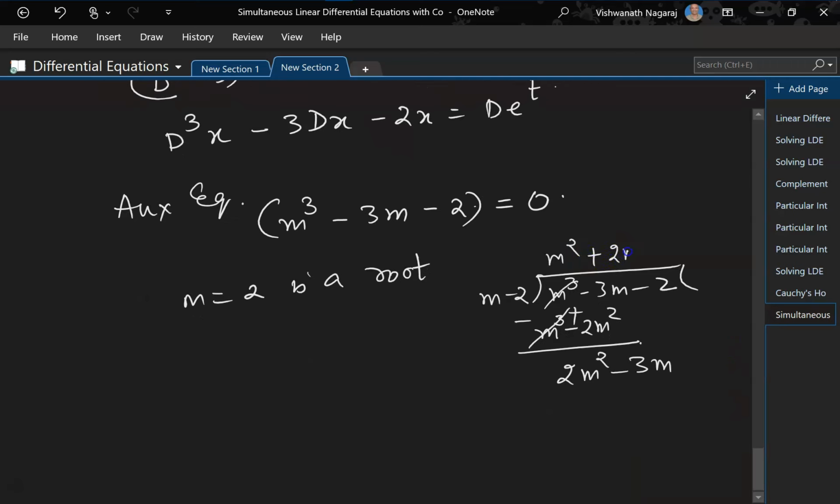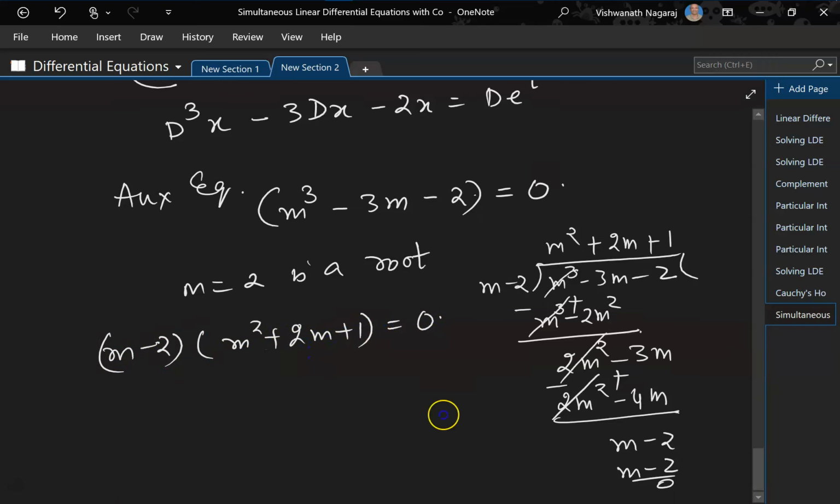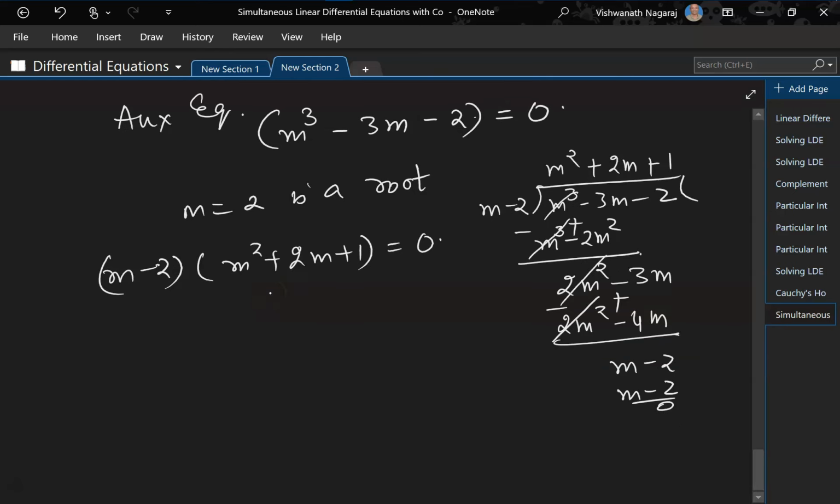Now plus 2m, so 2m square minus 4m, subtract these two, it cancels. m minus 2, so plus 1 times m minus 2 equals 0. Which means m cube minus 3m minus 2 can be written as m minus 2 times m square plus 2m plus 1 equal to 0. Now let's factorize this as well, or rather let's find the roots. For that we need to factorize this again.